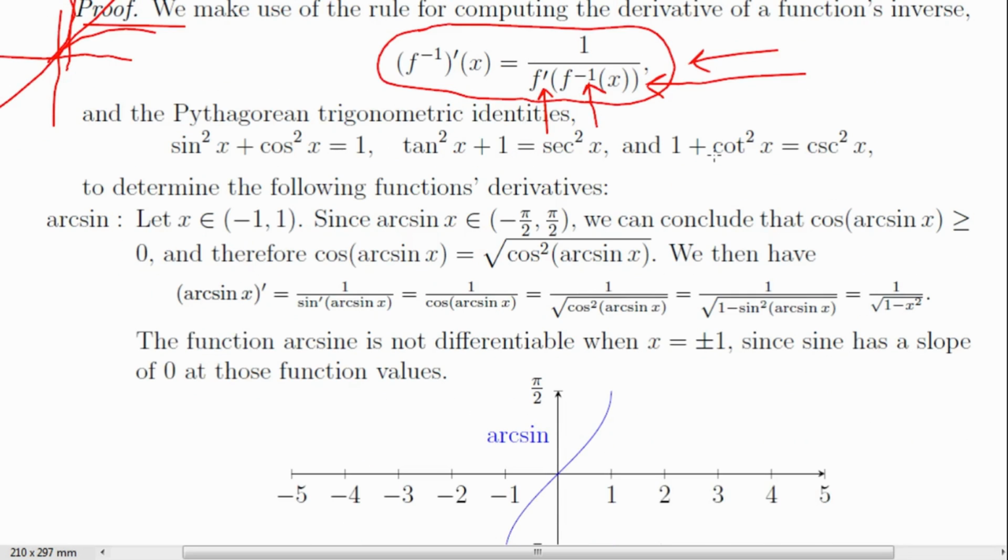The other thing that we'll be needing will be the Pythagorean trigonometric identities. Sine squared of x plus cosine squared of x is equal to 1, and a couple of different versions of those. For example, if I divide both sides of this equation by cosine squared of x, I end up with this equation. And if I divide both sides of this equation by sine squared of x, then I end up with this equation. So these are just different versions of the Pythagorean trigonometric identity.